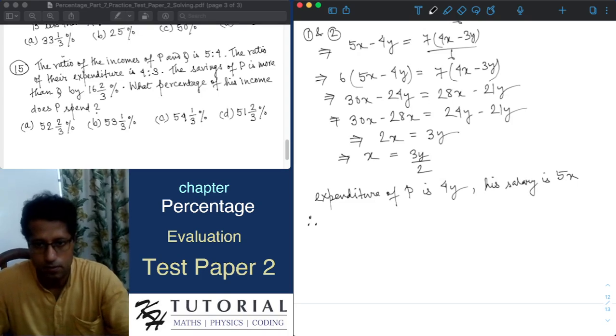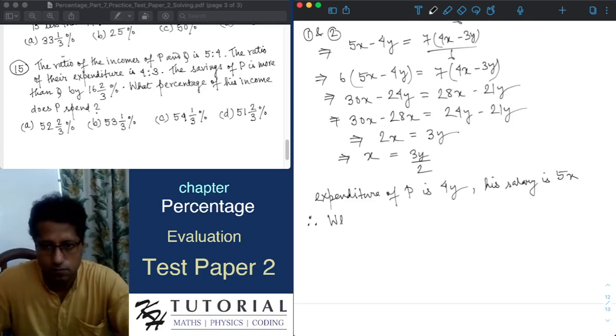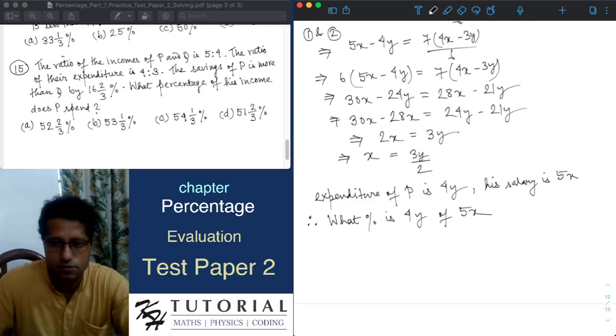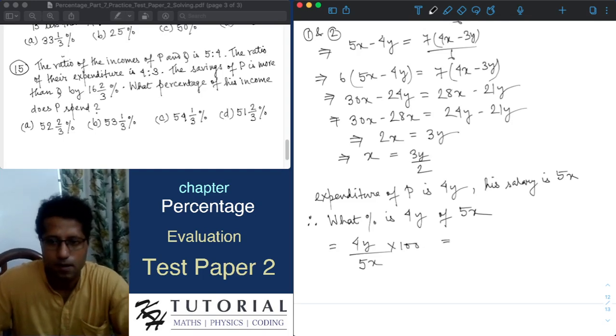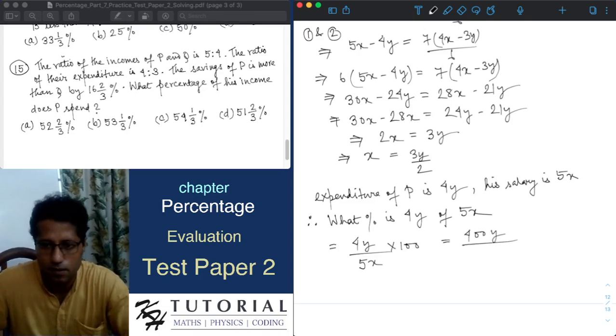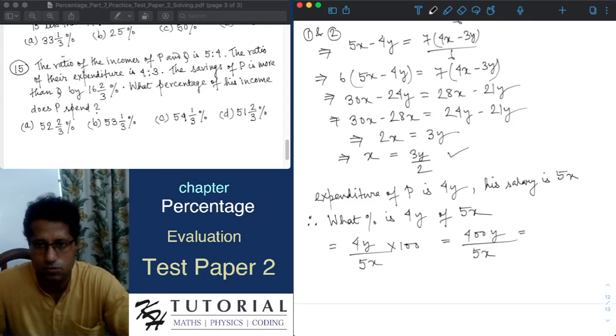We have to find what percentage is 4y of 5x. This equals 4y divided by 5x multiplied by 100. This equals 400y divided by 5x, and if we replace x with the y that we got here, we got x equals 3y by 2.